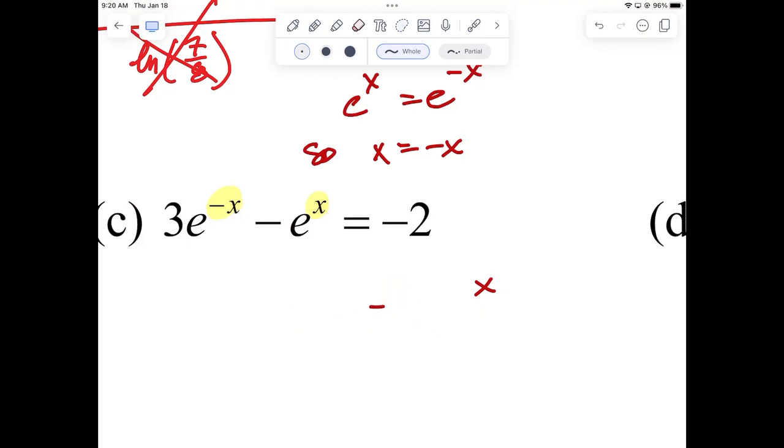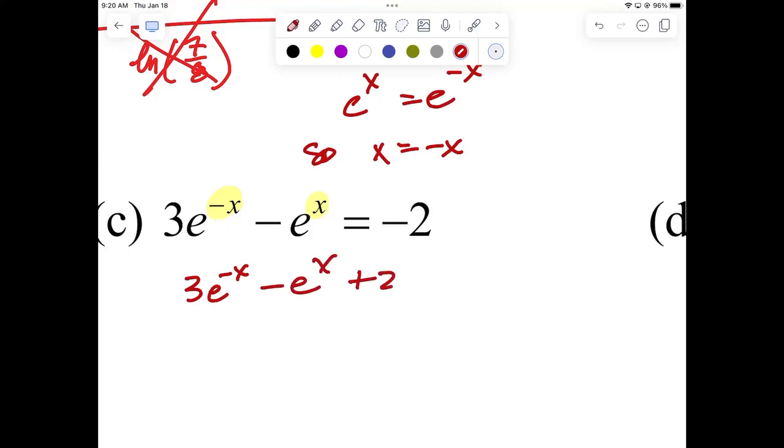So what can we do to jumpstart this problem? Is there anything we can do? Factor it? You mean factor the left side? I'll tell you this. It's not worth factoring unless it's equal to 0, because if it's factored and it's equal to negative 2, we can't set both factors equal to negative 2. Okay, so bring negative 2 across. So we get 3e to the negative x minus e to the x plus 2 equals 0. Now we can try to factor that.